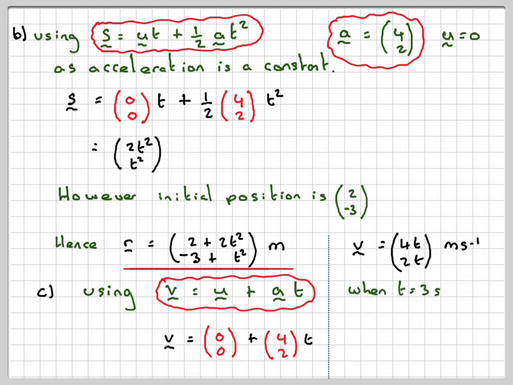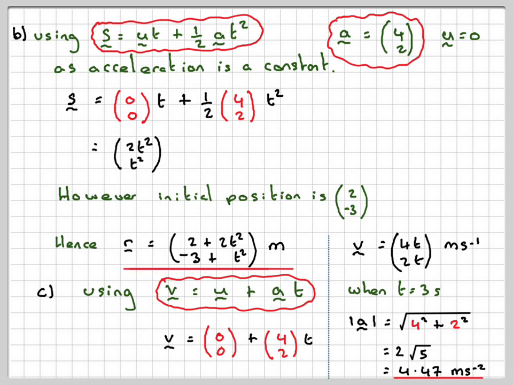And then when t is equal to 3 seconds, we take the absolute value, which gives me the actual magnitude of the acceleration. So the absolute value of the acceleration, 4, 2, is just going to be 2√5, or 4.47 meters per second squared.